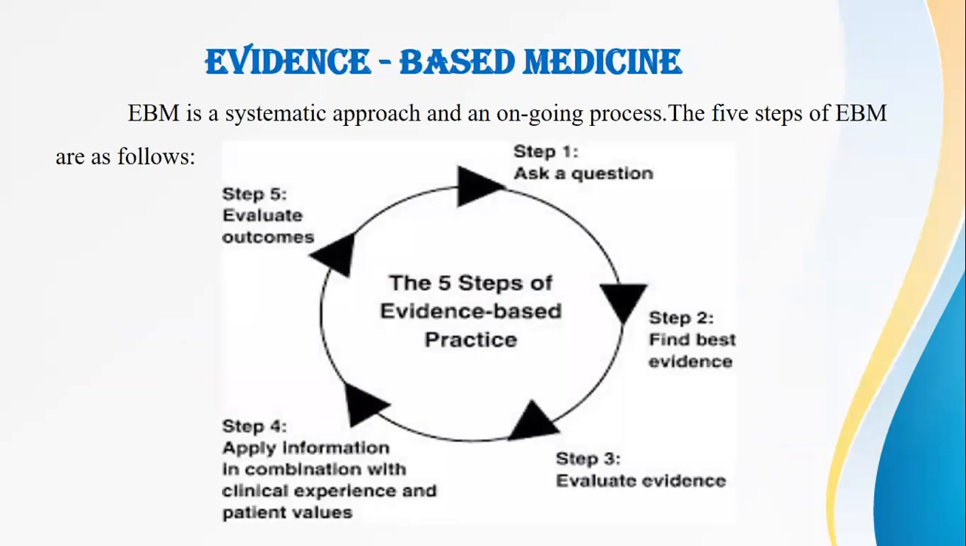Evidence-based medicine is a systematic approach and an ongoing process. The 5 steps which are involved in evidence-based medicine are as follows. First one, ask a question. It means converting information needs into answerable questions. Second one, find the evidence. That is, finding the best evidence. Third one, appraising the evidence for its validity and usefulness. That is evaluating the evidence which we have received as best evidence. Then step 4, applying the results of appraisal into clinical practice. Applying the evidence into clinical practice. And last one, evaluating the outcomes or performance.